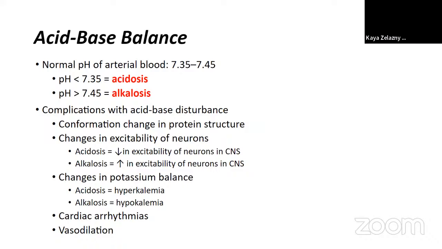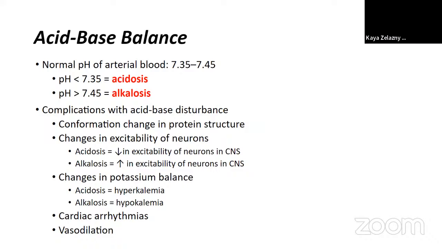So this is a problem because our protein structure is changing, and our excitable tissues are also going to be changing in function. Largely, we're concerned with neurons, and largely we're concerned with neurons in the central nervous system because those are responsible for vital functions, right? So that's why it's so dangerous to change the activity of neurons.